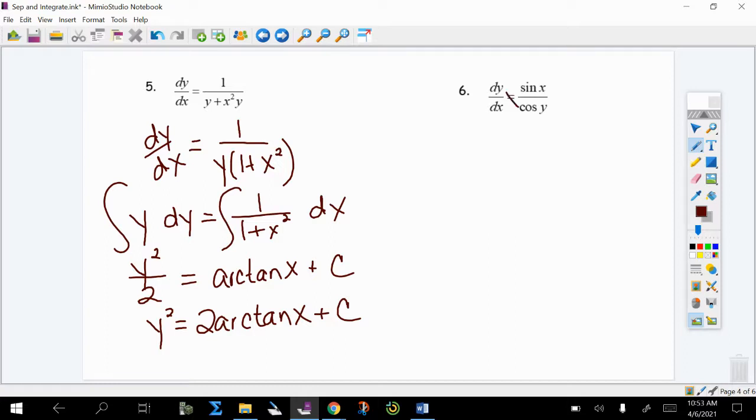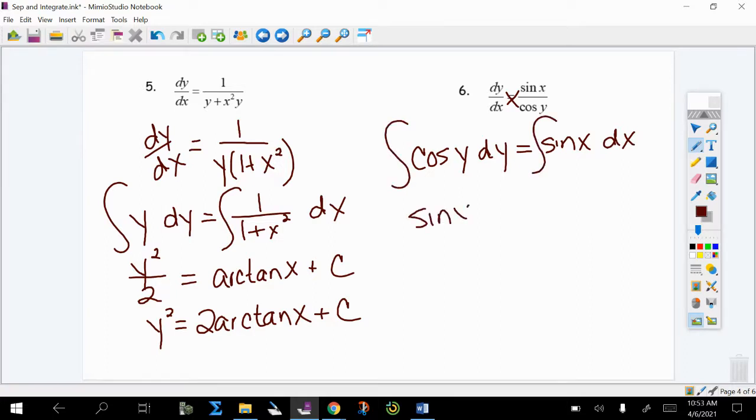And then finally, I do want to show you that trig can show up with these, usually basic trig, lots of sines and cosines. So we can separate by cross multiplying. So we have cosine y dy equals sine of x dx. Integrate both sides. The integral of cosine is positive sine. The integral of sine is negative cosine.